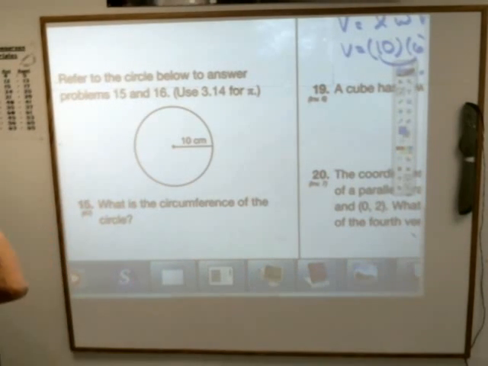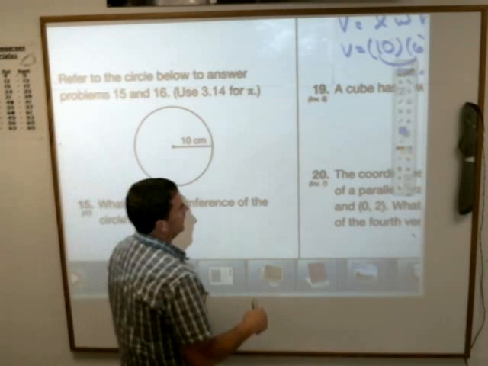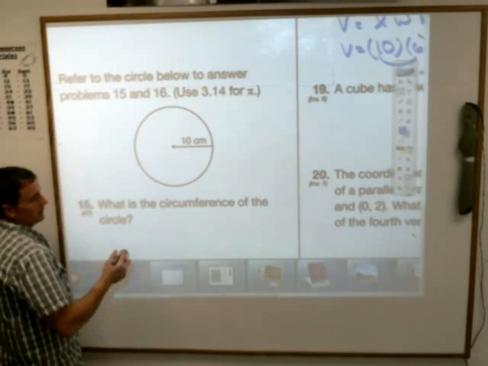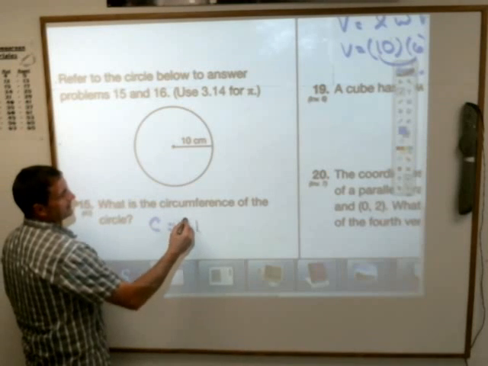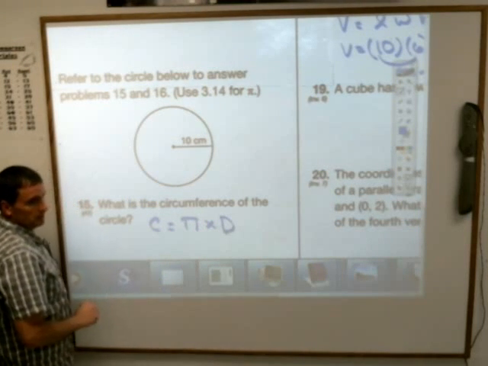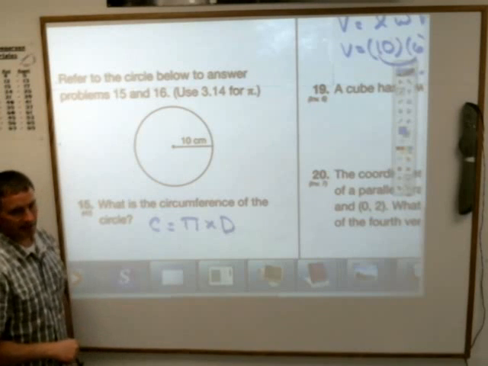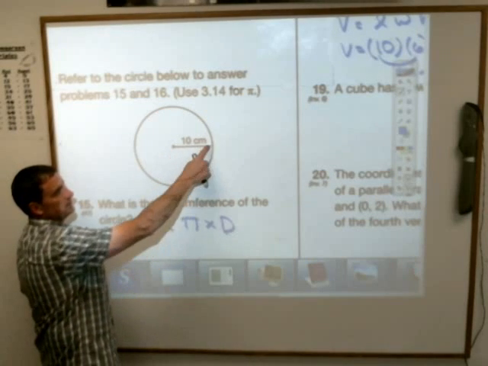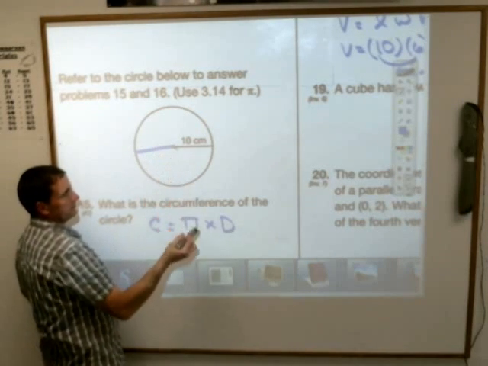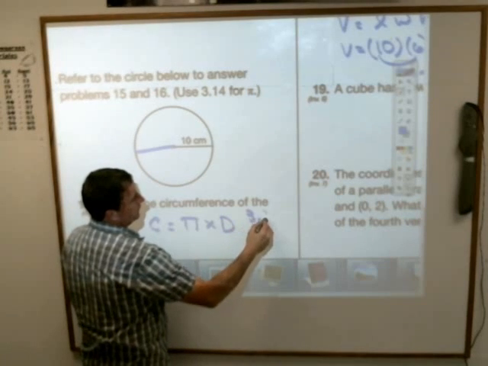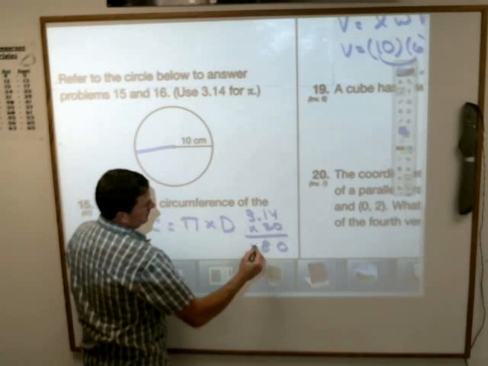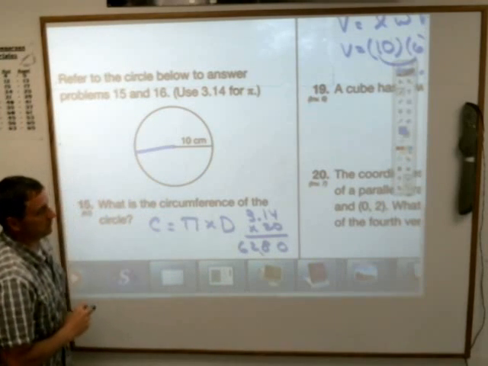What is the circumference of the circle? And again, ladies and gentlemen, if you want to come tomorrow with a piece of notepaper that has the formulas on it, that's fine with me, I'll give you that. Circumference of a circle is just pi times diameter. And what, Caroline, is the diameter? 10 centimeters. 10 is the radius, the diameter is 20 centimeters, so it should be 3.14 times 20, which is 62.8 centimeters.